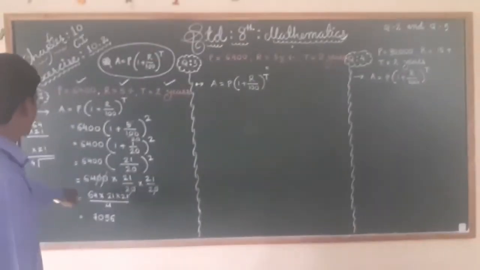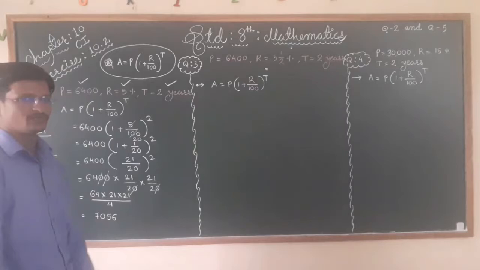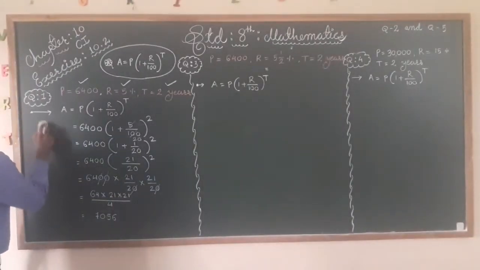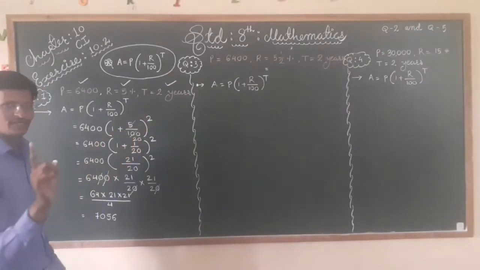So here we have to do multiplication: 64 multiplied by 21. Whatever answer we get, again we multiply by 21, and the particular answer we get is divided by 4. So that method we have to use. Same way we will find the answer, 7,056. Now it is not the final answer. Remember that it is not the answer. We have to find the compound interest that is asked in the question.